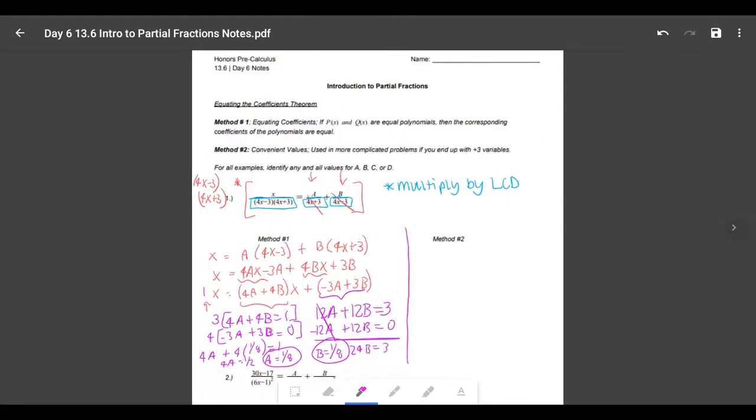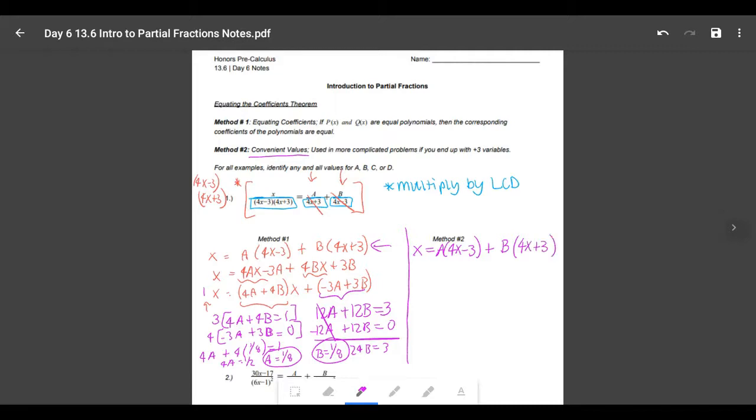All right, so we're going to do the same problem again using the other method. This is the convenient values method. We're going to look at this part right here, and we're going to pick up from right here. Remember, we've multiplied both sides by the LCD, and that gives us an equation that has no fractions.